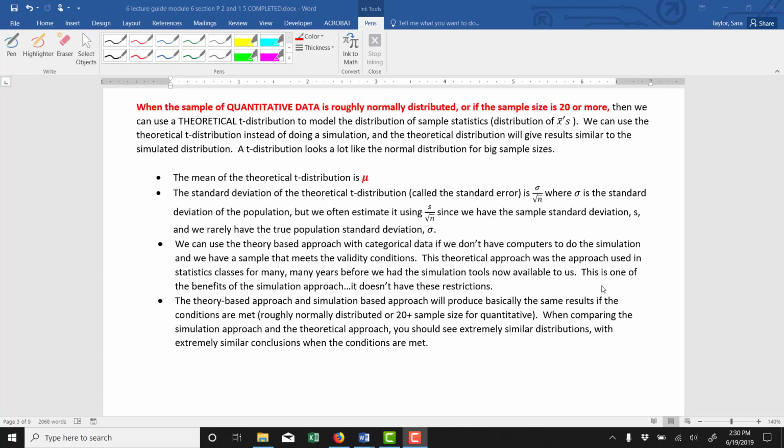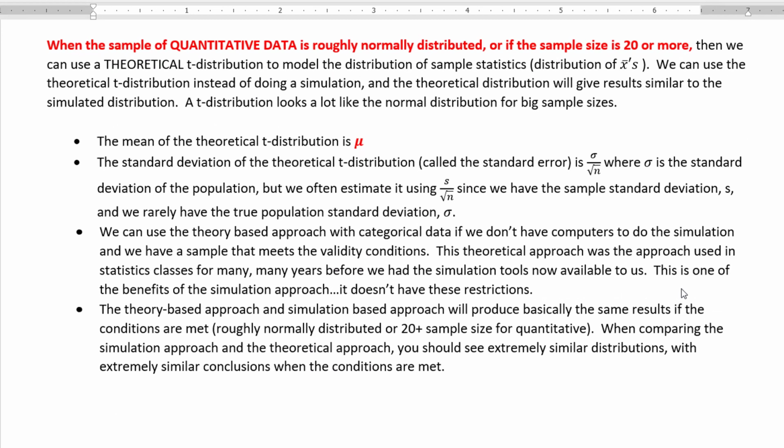This is the final video of Module 6. We're going to discuss how to use a theory-based approach when we have quantitative data, and then we're going to do example 6 to go through an example of that.